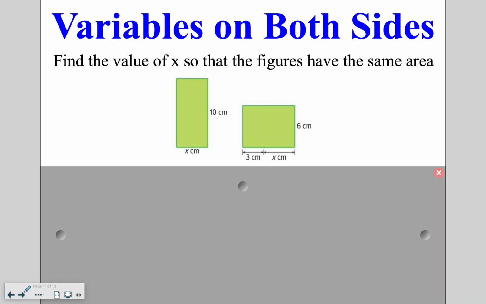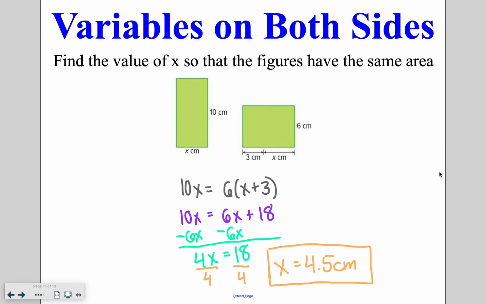Go ahead and try this one on your own. In this case, we have two rectangles. So the first one, base times height. On the second one, the base is 3 plus x. So that's going to be in parentheses times the height of 6. Do your distributive property, combining the variables and dividing. That's going to give me an answer of 4.5 centimeters.